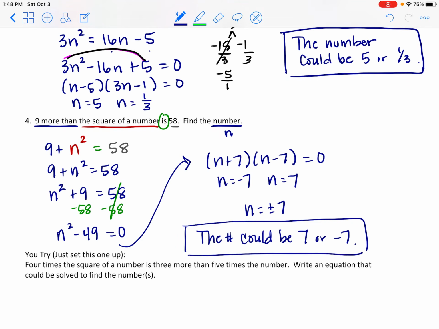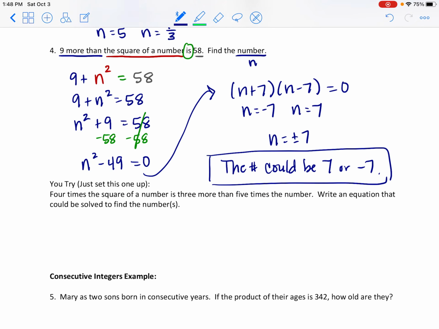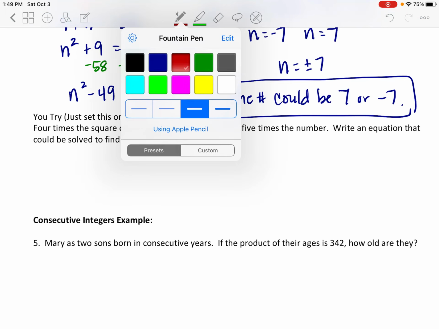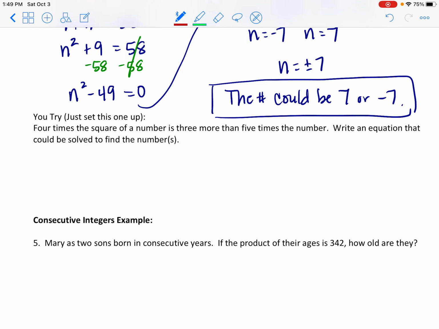Alright, so here's another one that I would like for you to try if you're feeling up to it. Just a setup, no solving, just try the setup piece of it, okay? So pause the video if you're confident, or even semi-confident, or even if you're not. It's going to be good for you to try, okay? So let's see, 4 times the square of a number is 3 more than 5 times the number. Write an equation that could be solved to find the number. I'm going to call it n.